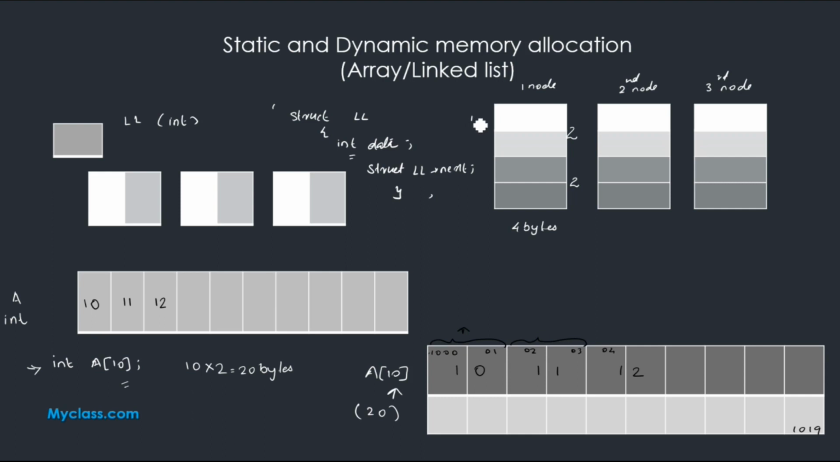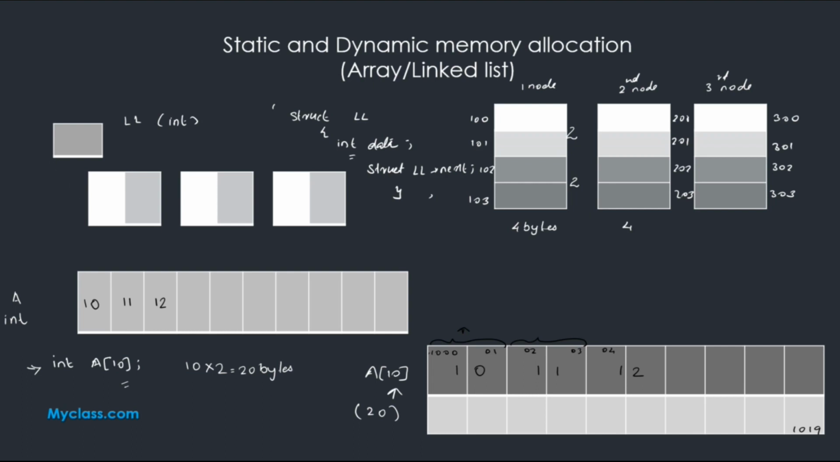Let's assume these are 100, 101, 102 and 103. This is like 200, 201, 202 and 203. There is no need for the second node to be at location 104 after 103. We can store it in any other location. And let's assume 300, 301, 302 and 303. For each node we want 4 bytes, and these 4 bytes should be contiguous, but for the other 4 bytes of the second node, there is no need for contiguous memory space.